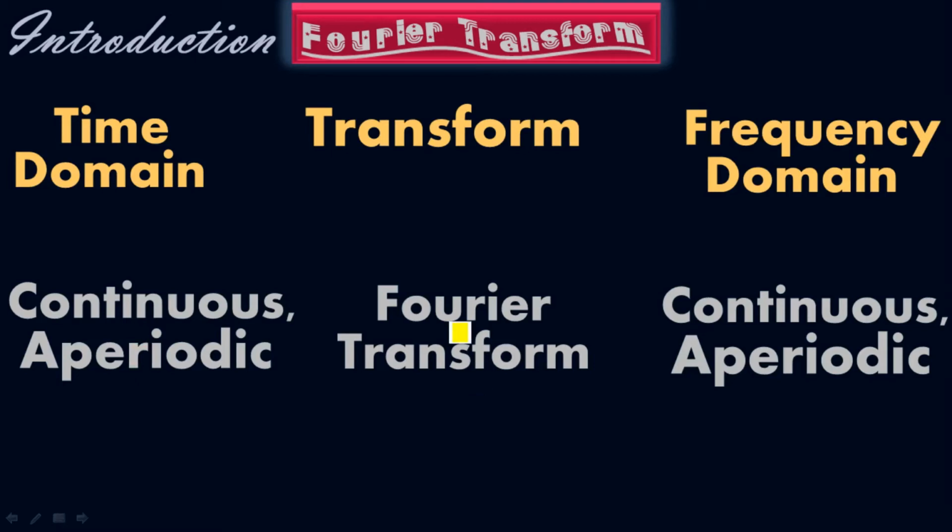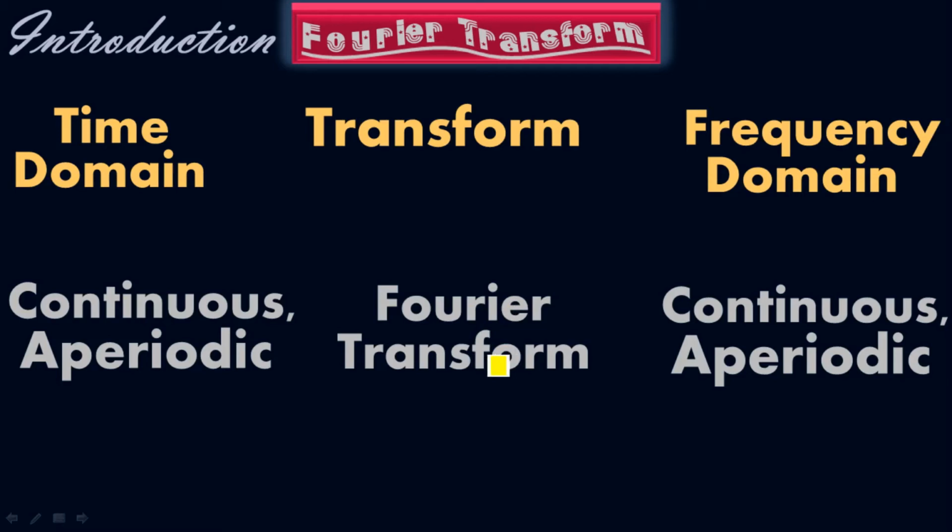Now the quality of the Fourier Transform is that we can use it for the periodic signal and also for the aperiodic signal. After the transformation from time domain into frequency domain, we get a continuous and also aperiodic signal. Look, in the time domain, the source signal is continuous and aperiodic, which means that it is continuous and non-periodic.